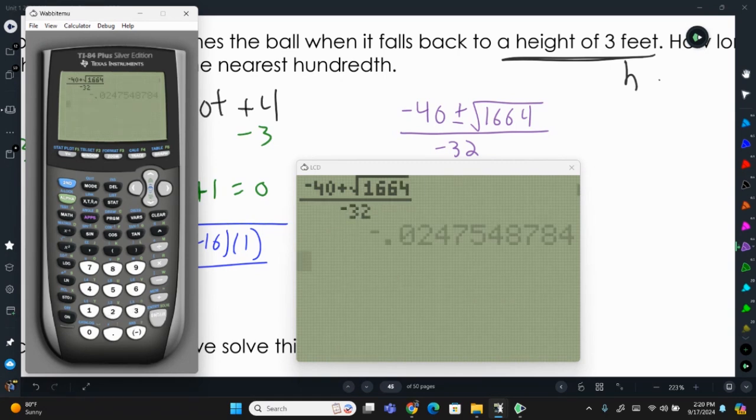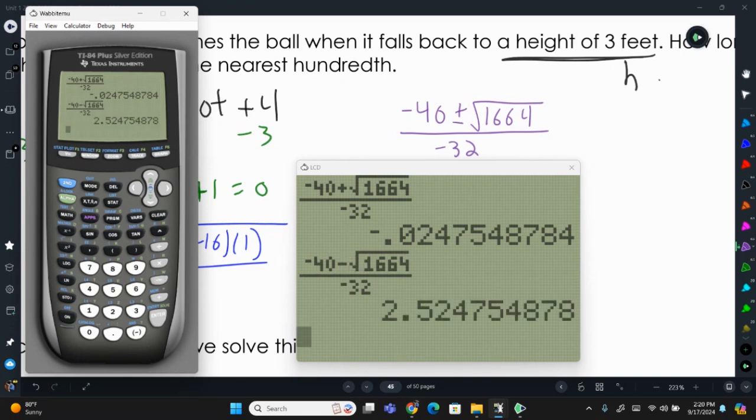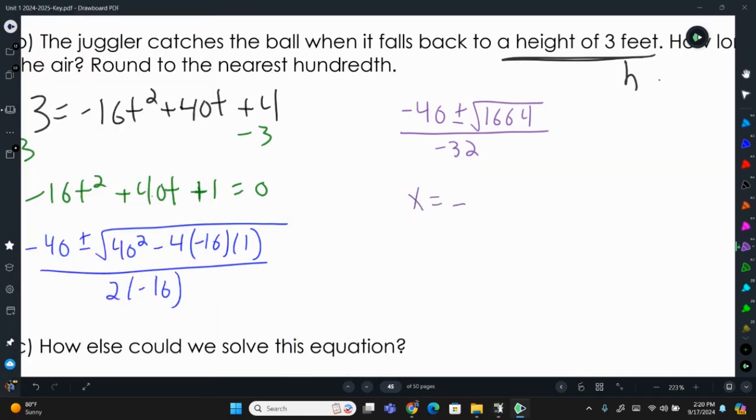So I'm doing the plus one first, and we get negative 0.02. Then I'll do the negative one, changing this plus to a subtraction. We get 2.52. So my two solutions, t equals negative 0.02 and t equals 2.52. Well, which one do we pick? Well, the negative one doesn't make sense in the context of the problem because we're talking about time. Time can only be positive, so 2.52 seconds.